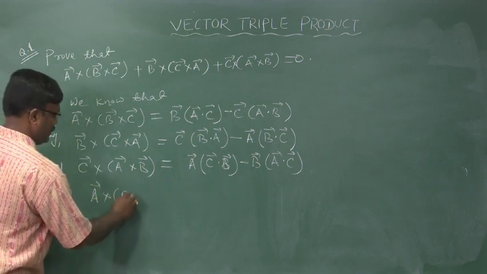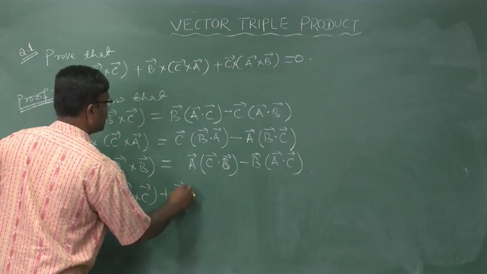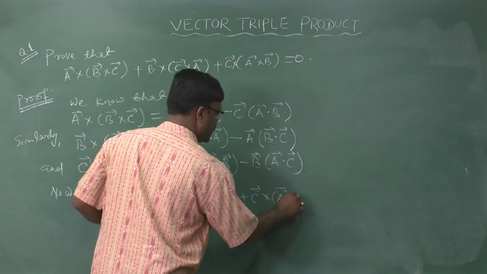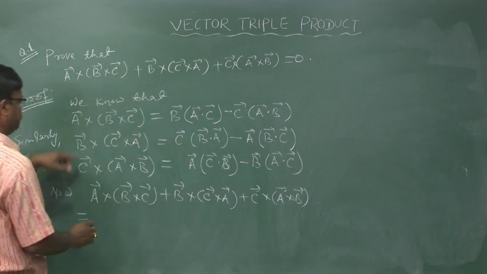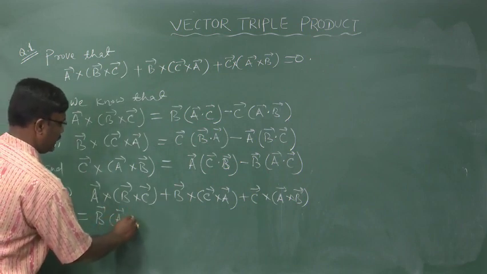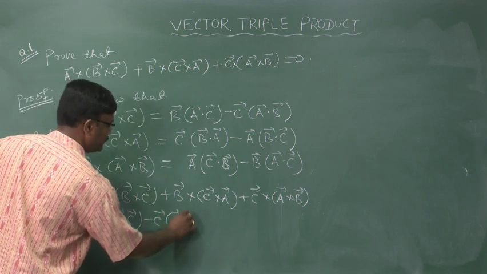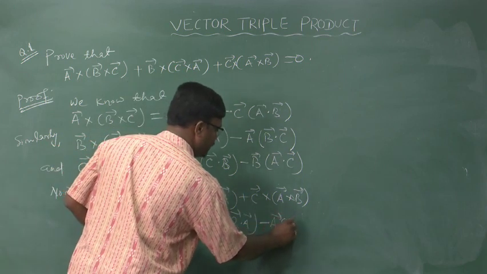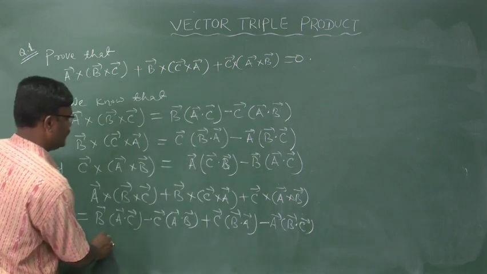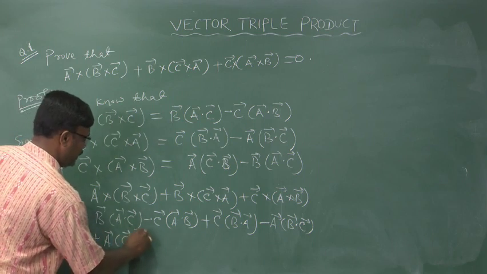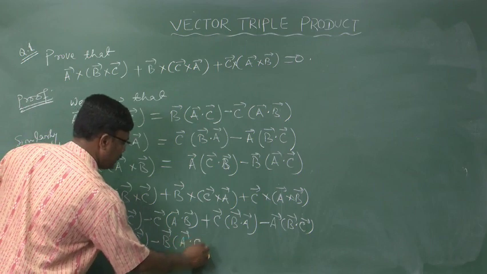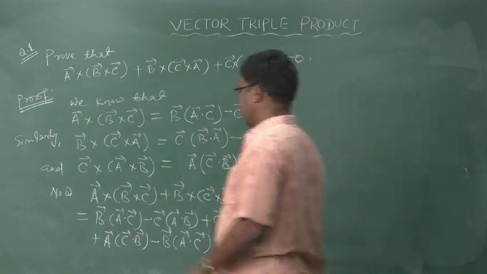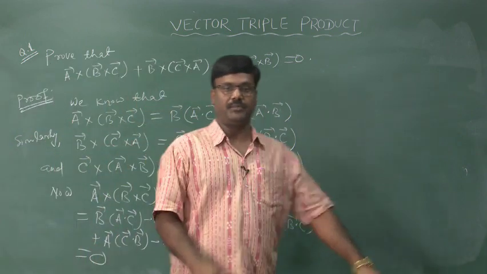Now A vector cross B cross C plus B vector cross C cross A plus C vector cross A cross B can be written as B A dot C minus C A dot B, plus C B dot A minus A B dot C, and plus A C dot B minus B A dot C. Since dot product is commutative, all these terms give rise to the answer which is equal to 0, and hence the problem is proved.